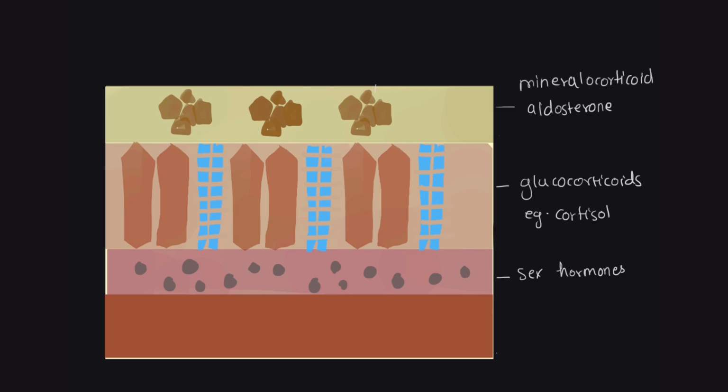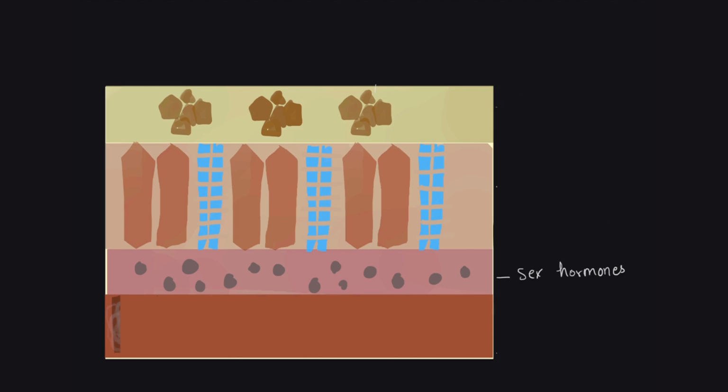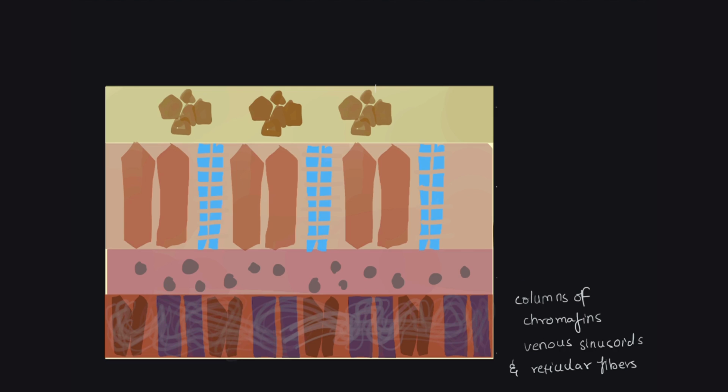The deepest layer of the entire suprarenal gland is known as the medulla, and the medulla consists of columns of chromaffin cells. And these chromaffin cells are supplied by thick venous sinusoids. So you can see these right here are the venous sinusoids. And then the entire structure is also provided by reticular connective tissue fibers. So these fibers that you can see right here are the reticular fibers.